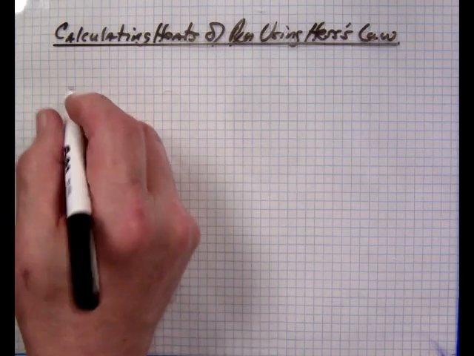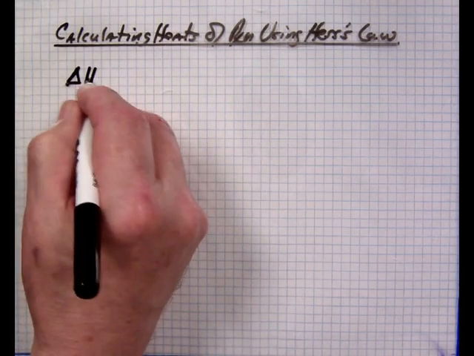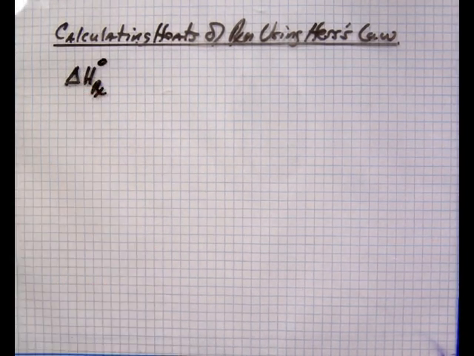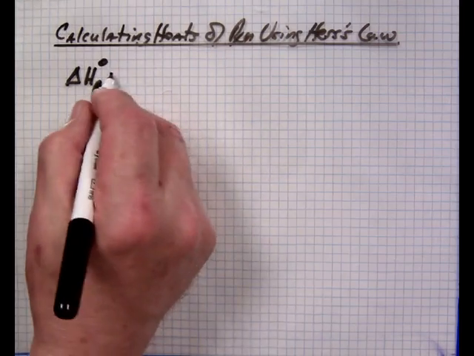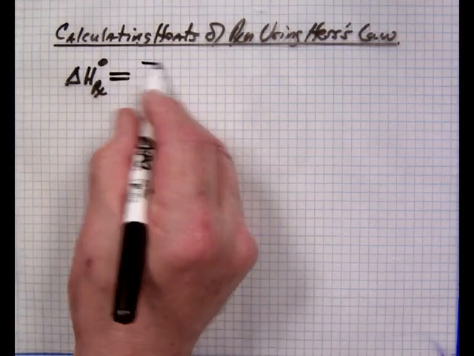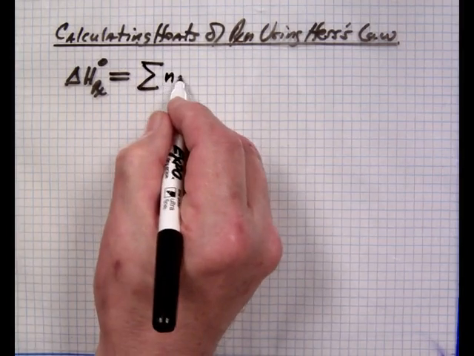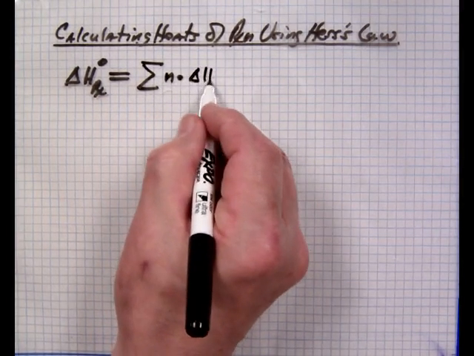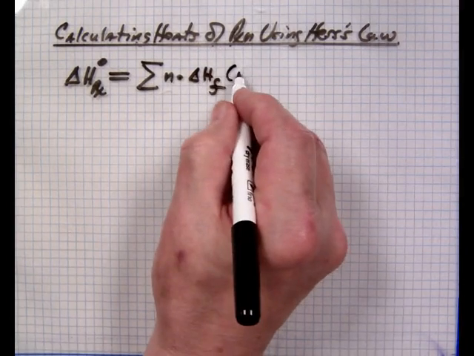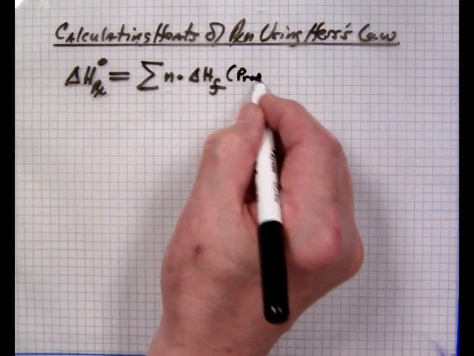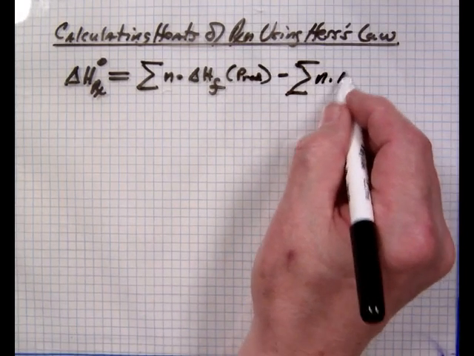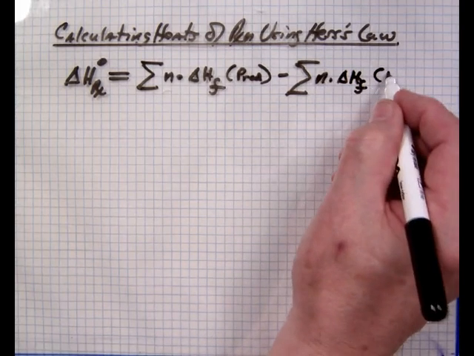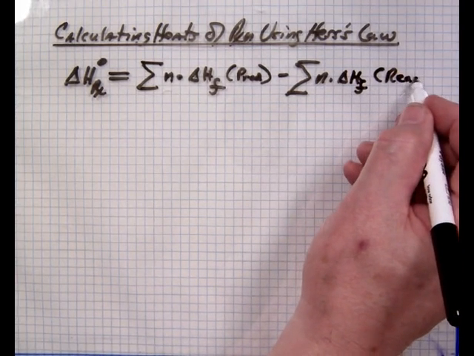Okay, Hess's law equation is delta H of reaction, standard conditions, because we're going to use standard heats of formation, and so that circle means 25 degrees and 1 atmosphere. It is the sum of moles times the delta H of formation of the products, minus the sum of moles times delta H of formation of the reactants.